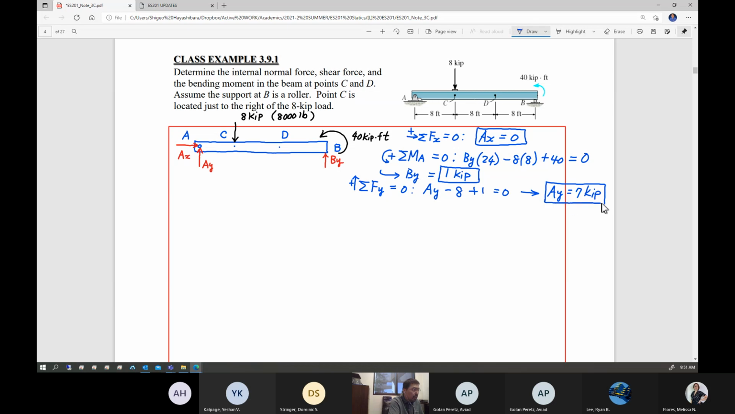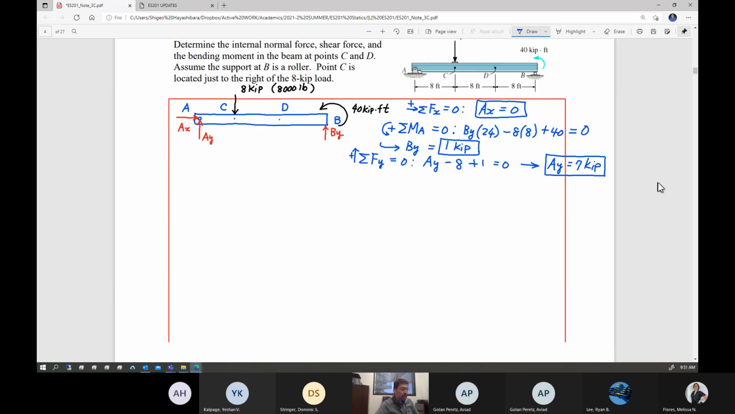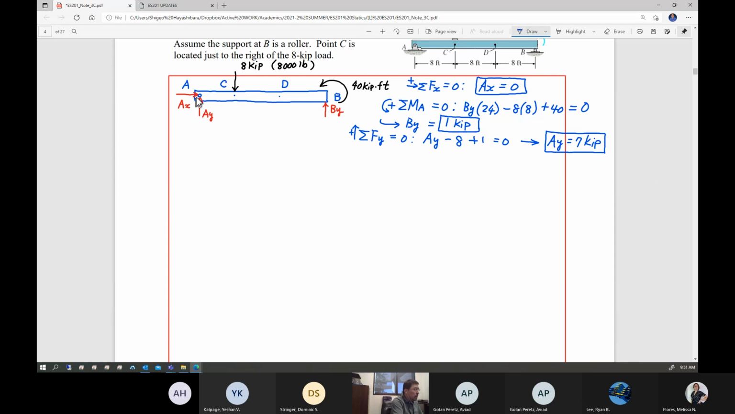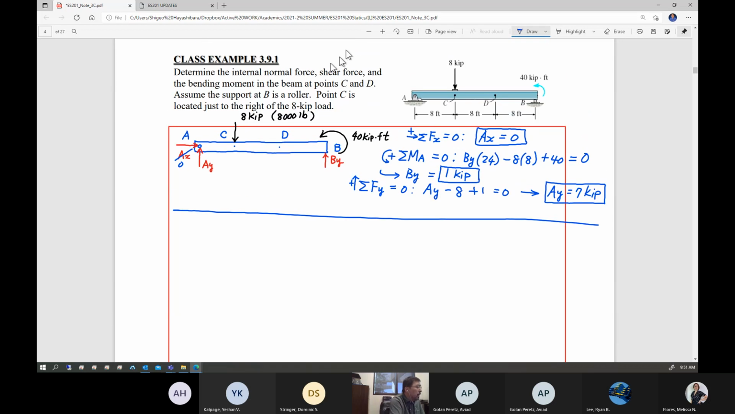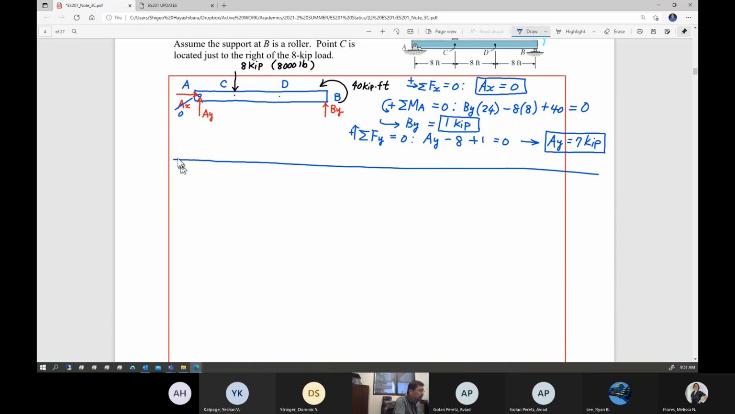Okay, so far. So now we found all of those support reactions. We know this is 0. All right. So the next step is, since you are looking at internal normal force, shear force, and the bending moment in the beam at point C and point D, what you need to do is virtually cut through point C and virtually cut through point D. So let's just take a look at point C.